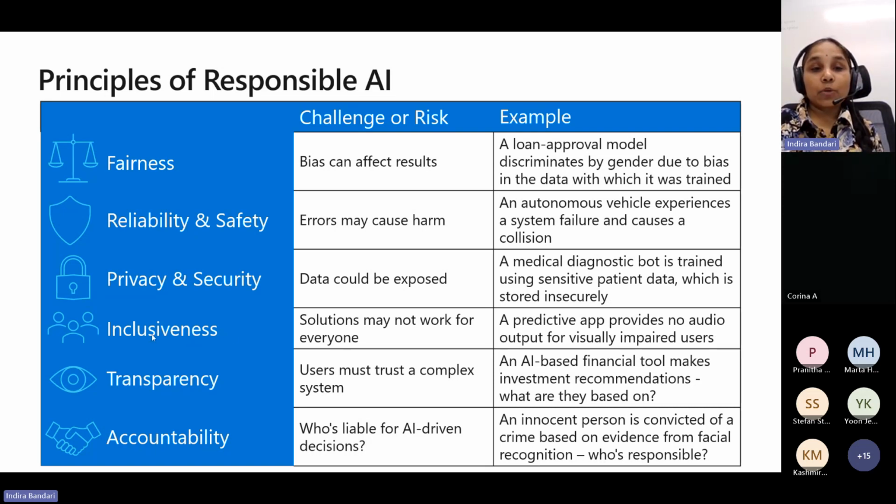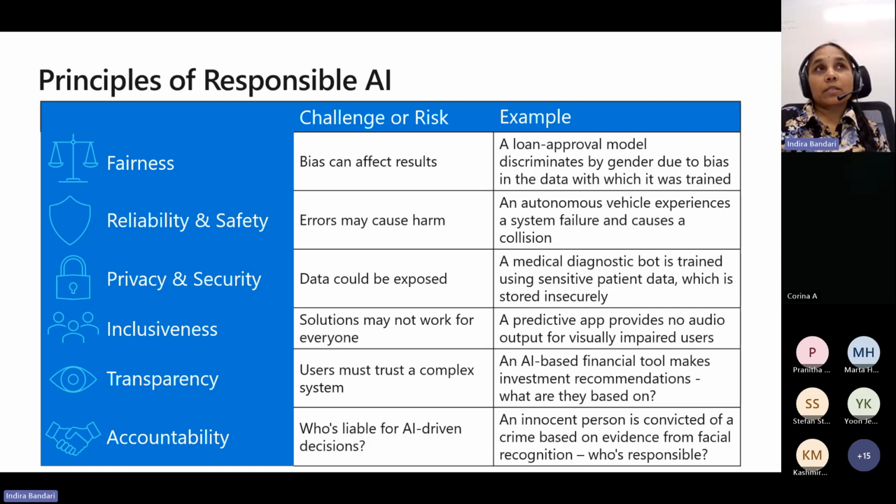Then the next one is inclusiveness. Sometimes solutions may not work for everyone. For example, you have developed a predictive app which is only audio based, and in that case, this will not include people who are visually impaired. That means you are not using the principle of inclusiveness. That's one example. And the other principle is transparency.